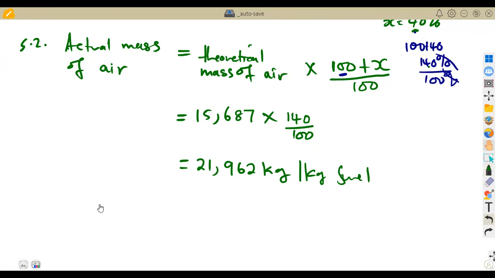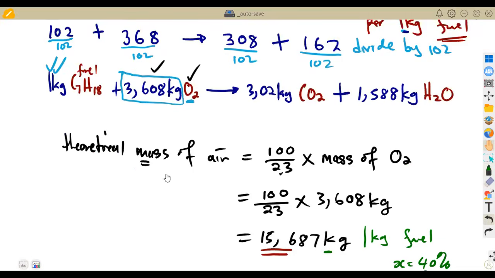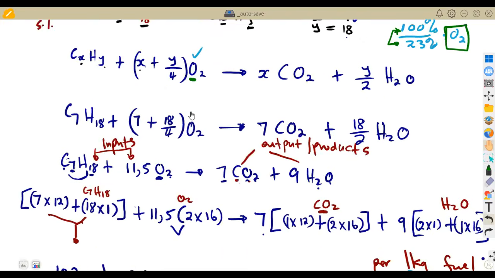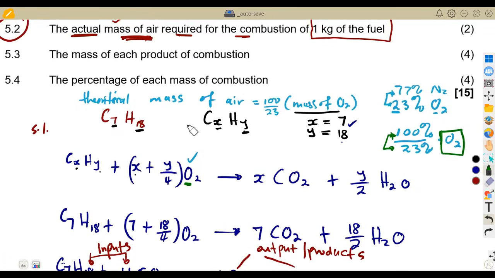Or you can just write the mass of air, because we need the mass of air, but you can even specify that I'm taking this per kg fuel, which is actually fine. So that is the actual mass of air taken from the theoretical mass of air with the excess air. Then 5.3, we are now asked to calculate the mass of each product of combustion, the mass of each product. All right. I explained that already from the formula that we have.